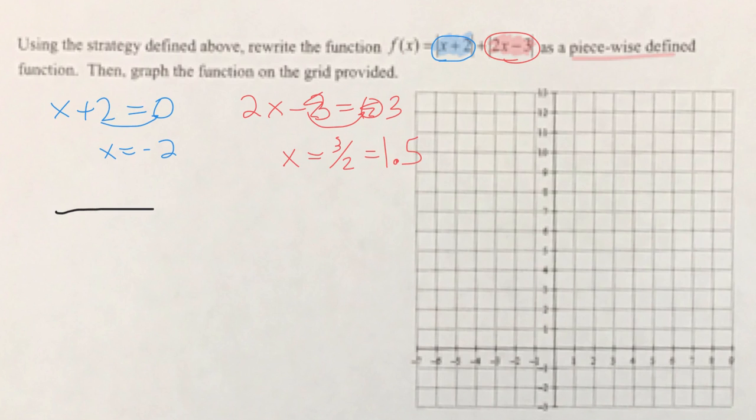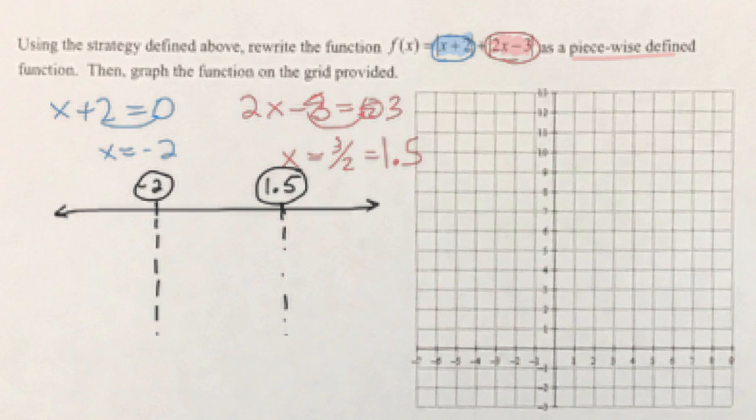Now that breaks our number line into 3 different intervals. Okay, there's the interval to the left of negative 2. There's the interval in between negative 2 and 1.5. And then there's the interval to the right of 1.5. So we should be expecting 3 equations. One from the left of negative 2, one from the middle, and one from the right.